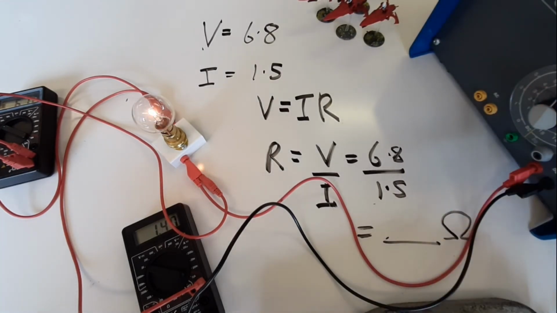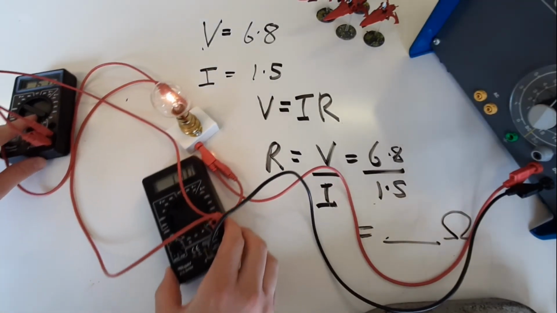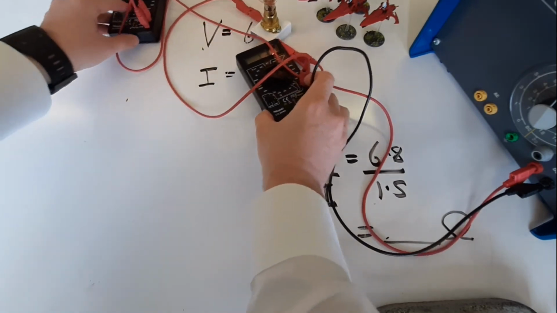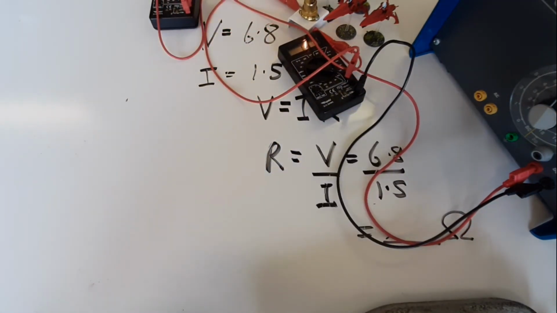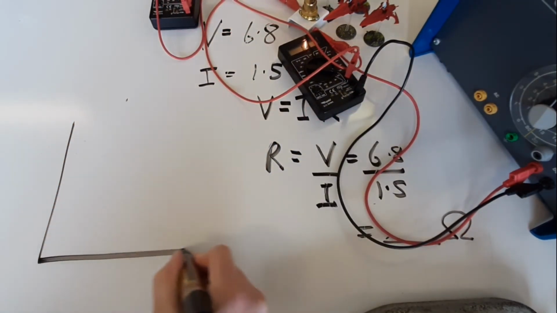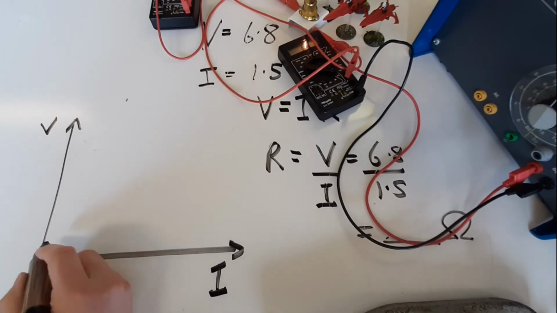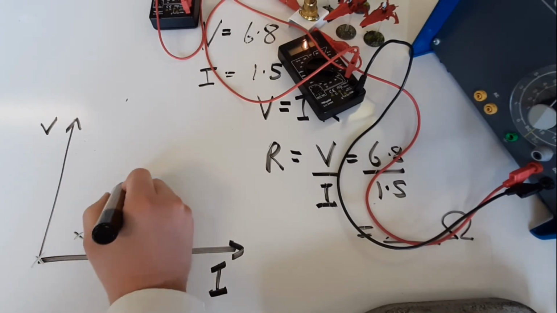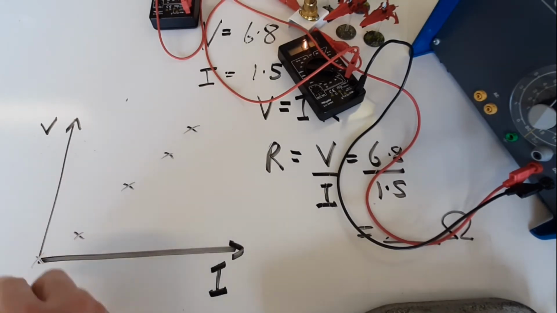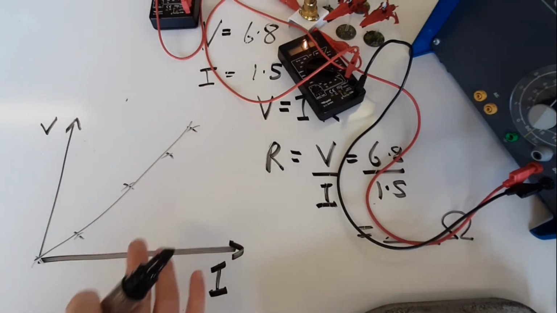Now, if you wanted to be better about this one, because that only gives you a small snapshot of the resistance at a single point, you could do much, much better. And that's by taking this data and putting it onto a graph. So we have I down here, V there, and you can start plotting your data. And then you end up with an idea of what the resistance does as it goes through.